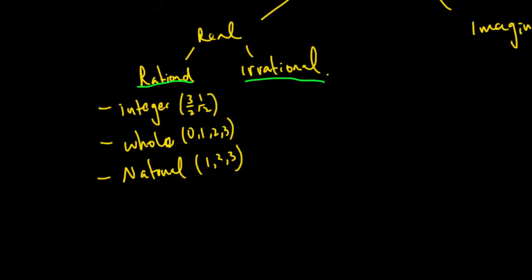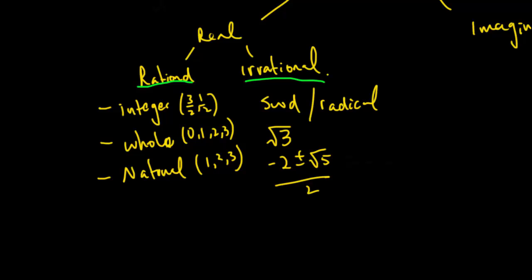And irrational numbers are things like surds, and often they have radicals. So things like, for example, the square root of 3, or negative 2 plus or minus square root of 5, over 2. So these are the irrational numbers, where they can't form fractions. Okay, now that's the real part.